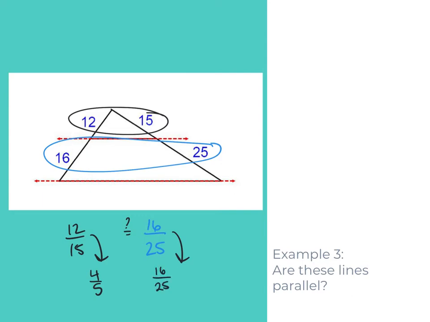I know some students might look and be like, oh, but I could take the square root. Well, you can, but that's not a legal math move for simplifying. You can't just take the square root to simplify. Okay, so these are not equal, which means that these are not parallel. We cannot conclude that they're parallel because of this.